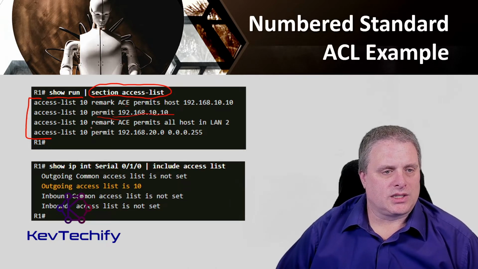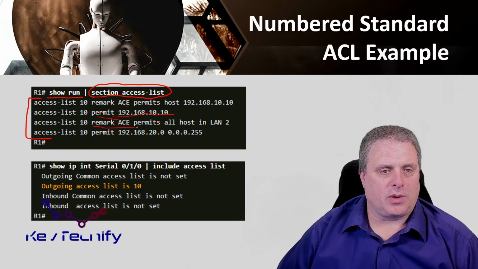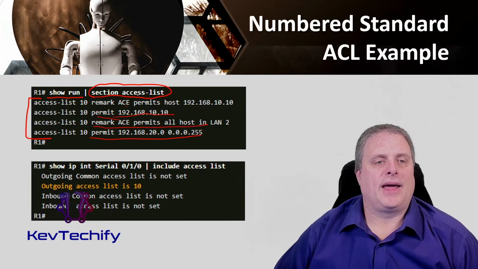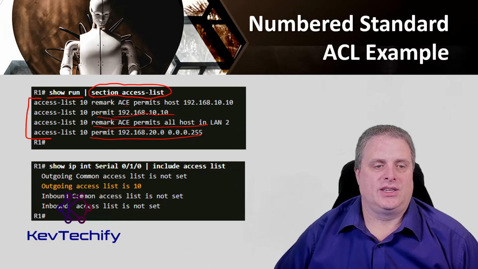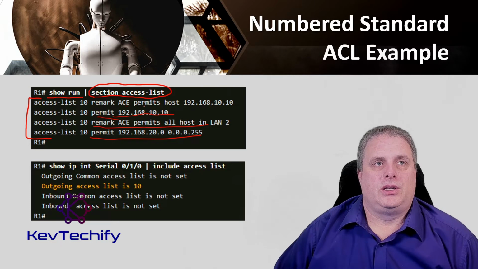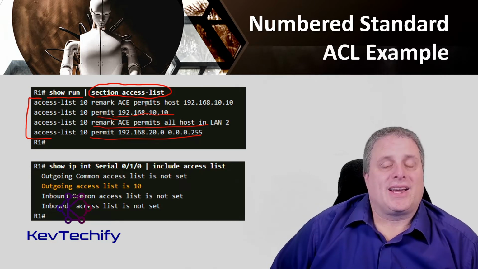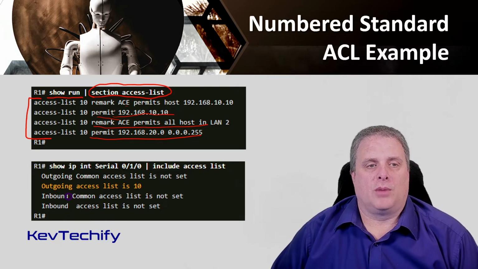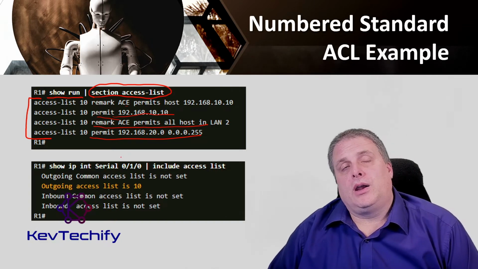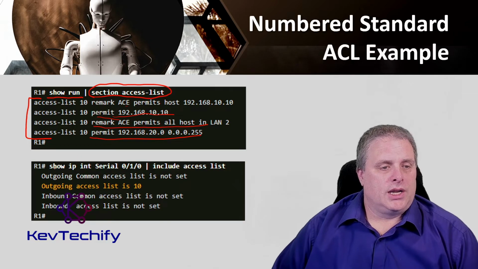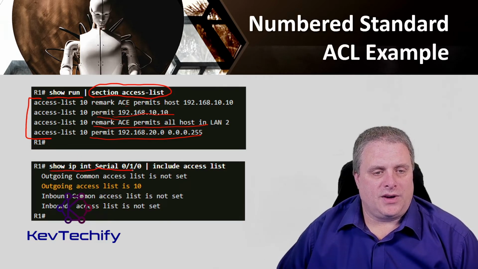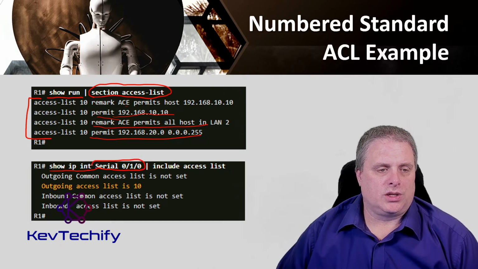Then we have our access control list 10. We have the second remark we did, and then what network we're permitting through there. That will give us all of those commands. This is where you go to check your remarks. If you do that show access list, it doesn't show the remarks there, but in the running config, it will list those out. Another way to verify your numbered standard access control list is to use the show IP interface, and then what interface you have that access control list bound to.